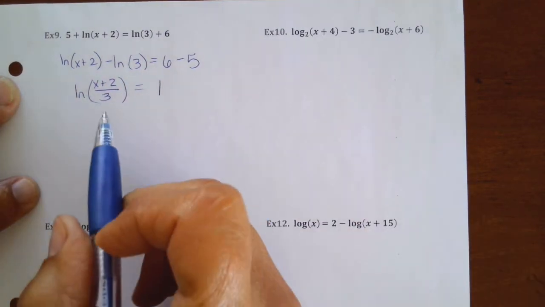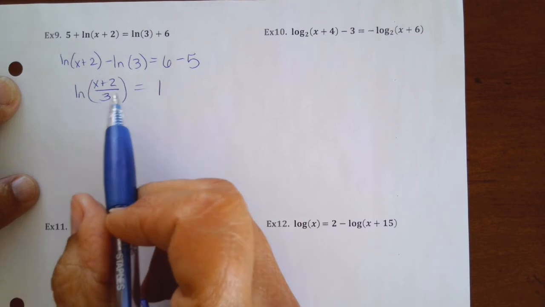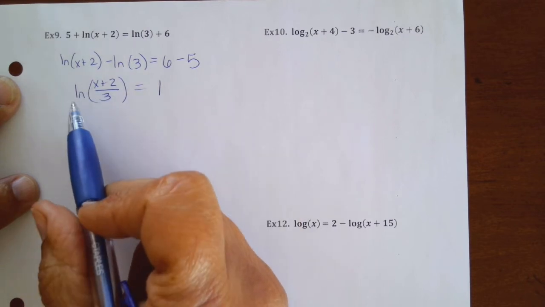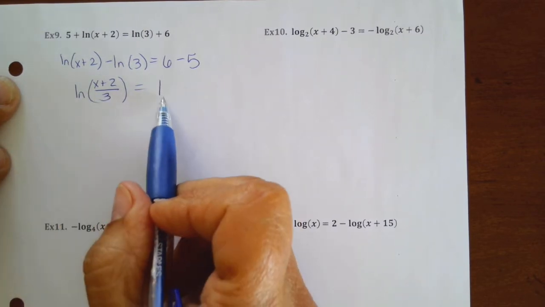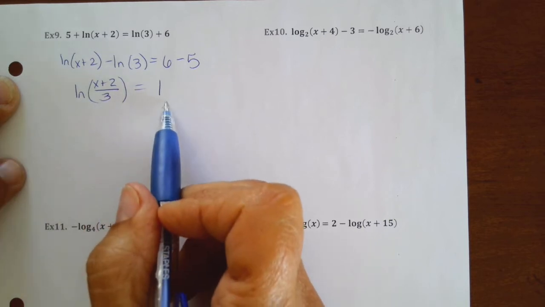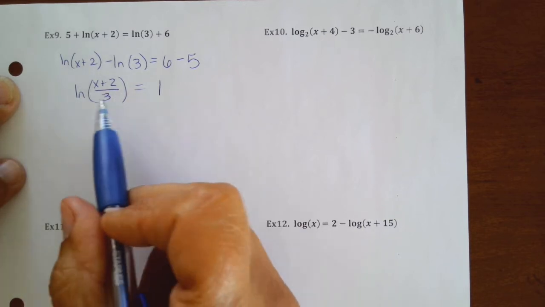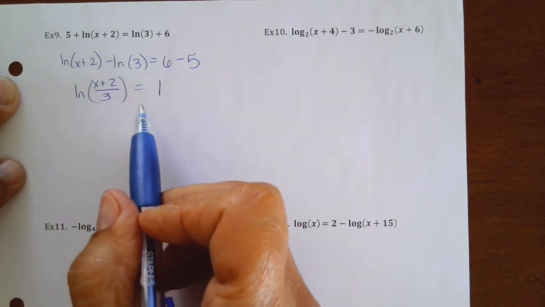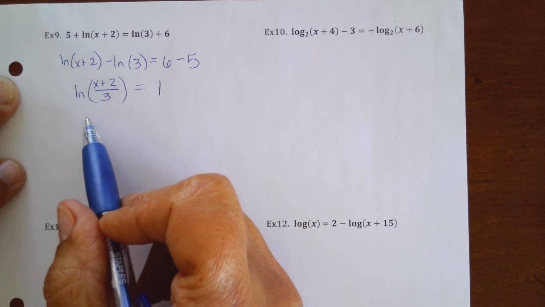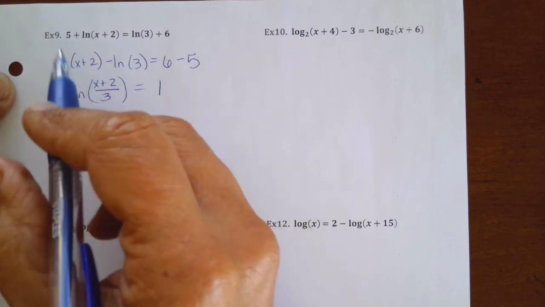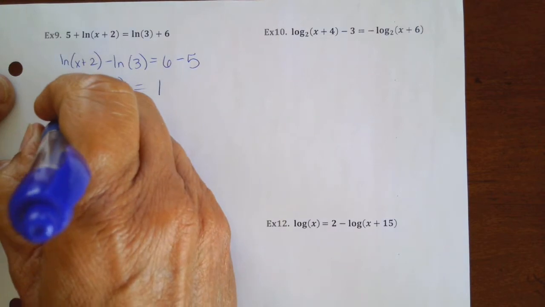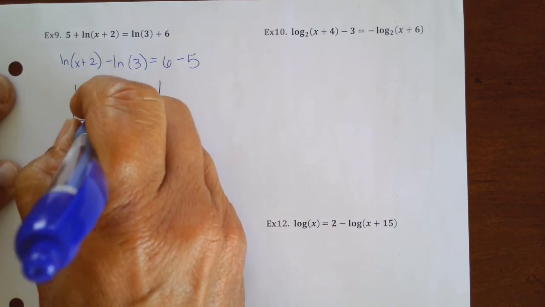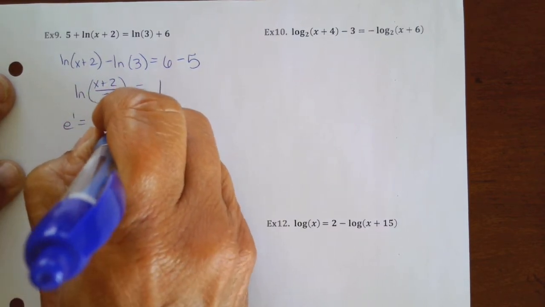All right, so once you get down to this, notice I don't have a log on both sides, so you can't just cross this out anymore. I don't have one over here to cross out. So these are type 4, and all you do differently with type 4 is once you get down to a log equals a number, then you must write it in exponential form. There's no other way around it. So what is the base? e, and here's your exponent. So e to the first has to equal x plus 2 over 3.